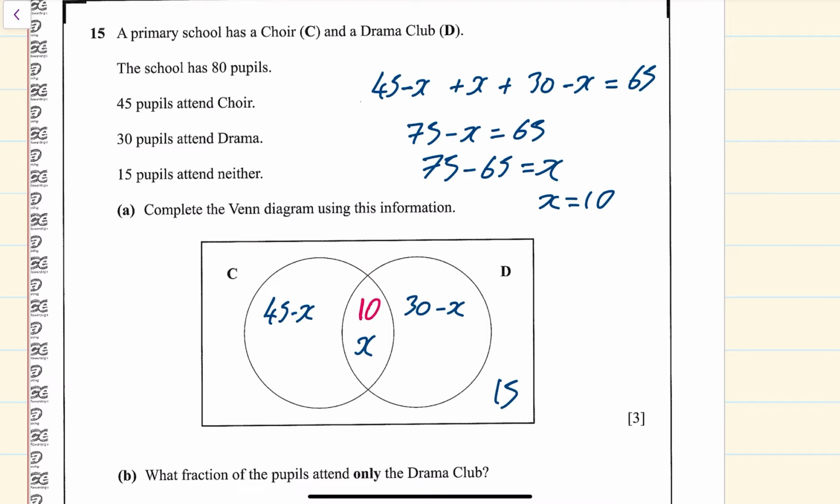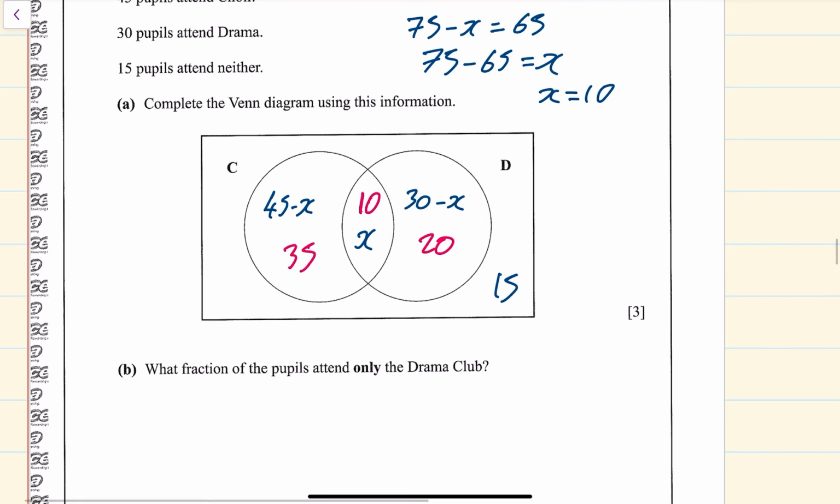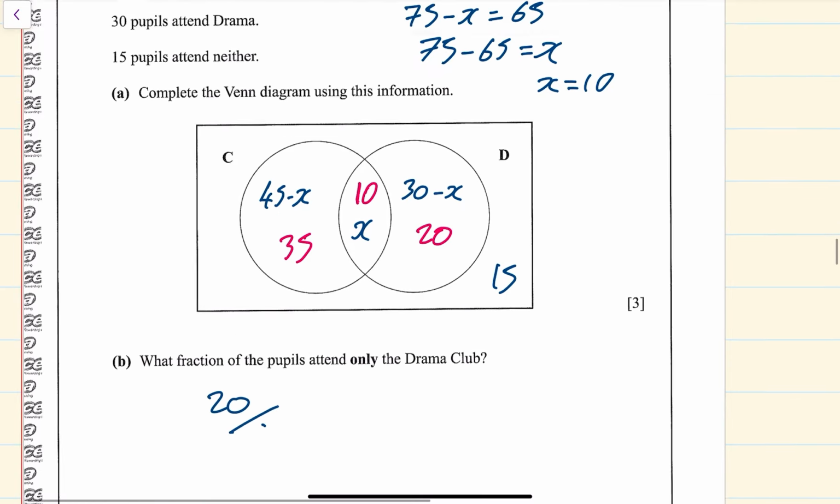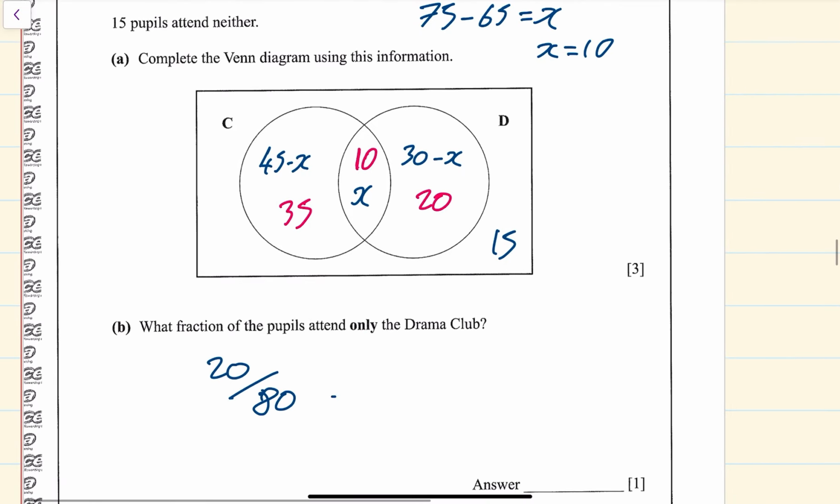So it's going to be 10. Then that's really going to be 20. And that's going to be 35. So there's my Venn diagram completed. Okay. What fraction of the pupils attend only the drama club? So drama club only was 20 out of, what was my total? 80 pupils. 20 out of 80, which is a quarter. And you must cancel it down. 20 over 80 is not going to give the answer.